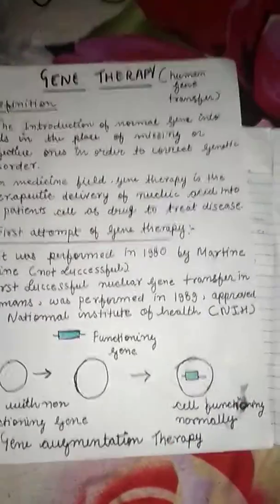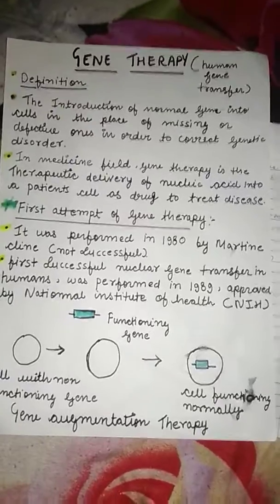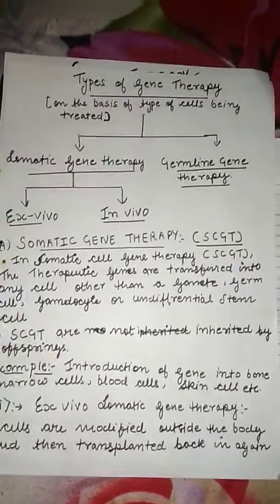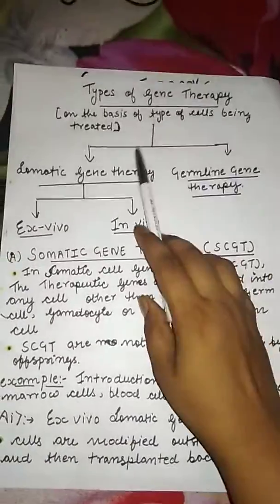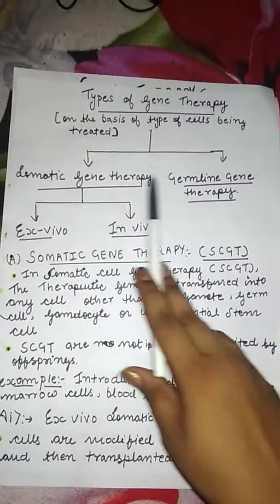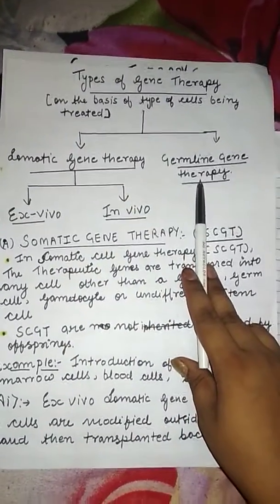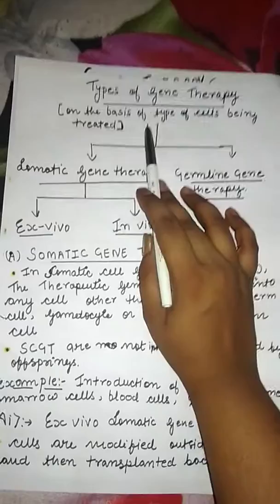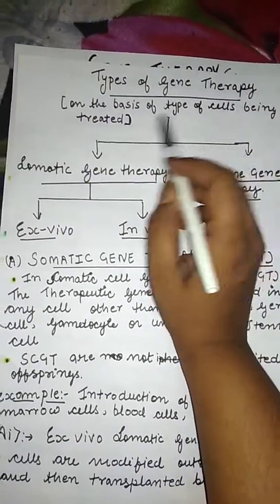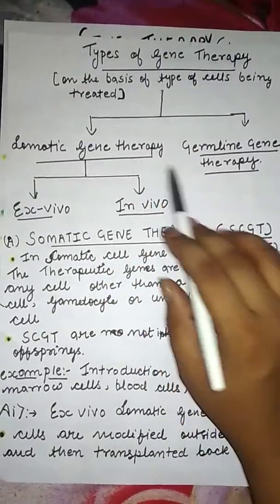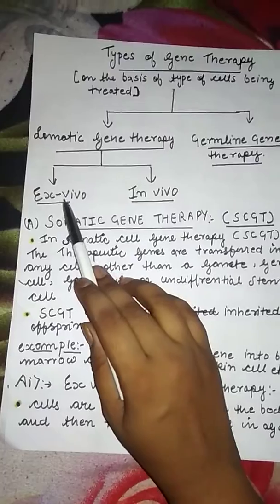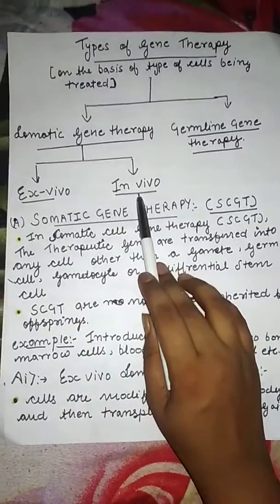Next we will move on to the types of gene therapy. There are basically two types of gene therapy on the basis of the cell being treated: somatic gene therapy and germline gene therapy. One thing to note is that this is divided on the basis of the type of cell being treated. Somatic gene therapy is further divided into ex vivo and in vivo.